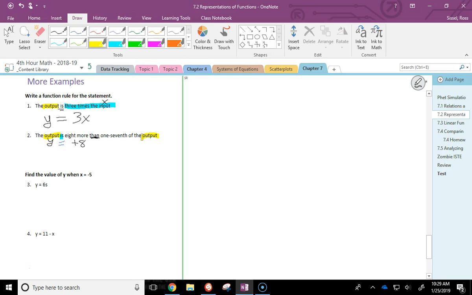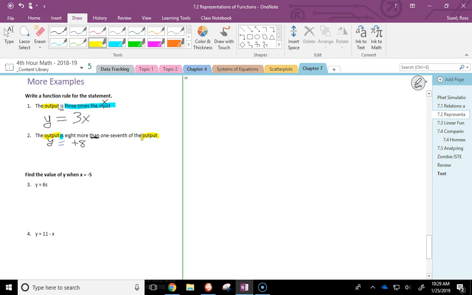I wonder if that was supposed to say input. The output is 8 more than 1/7 of the output. Oh no, it makes sense. Ooh. How do you think we do this one? This one has a trick to it. The output, so y, is 8 more than 1/7 of the output.